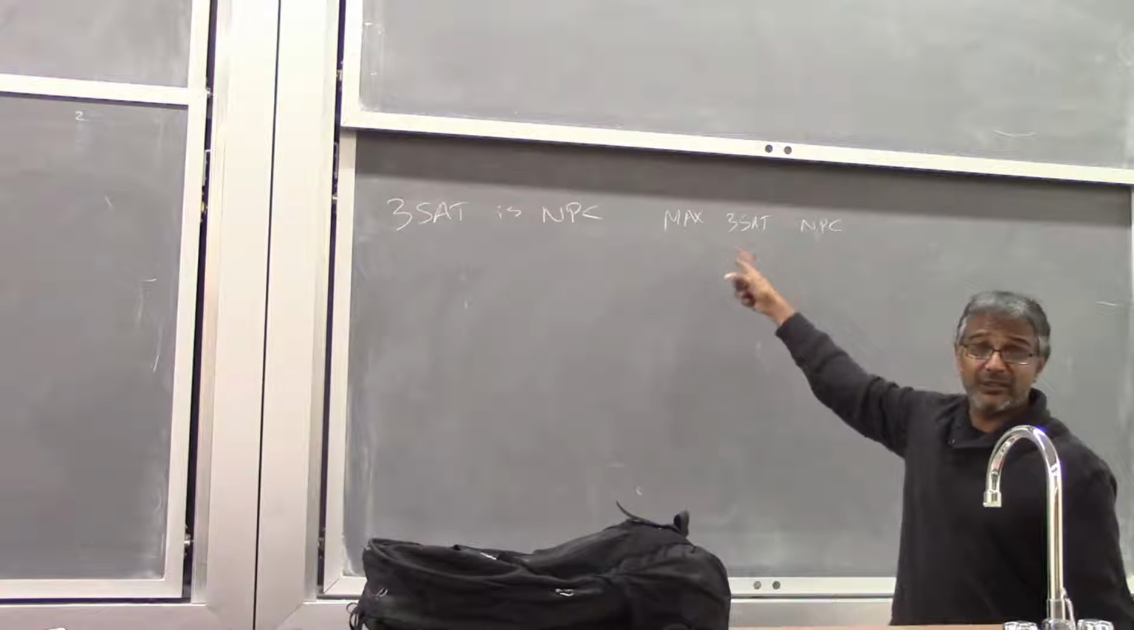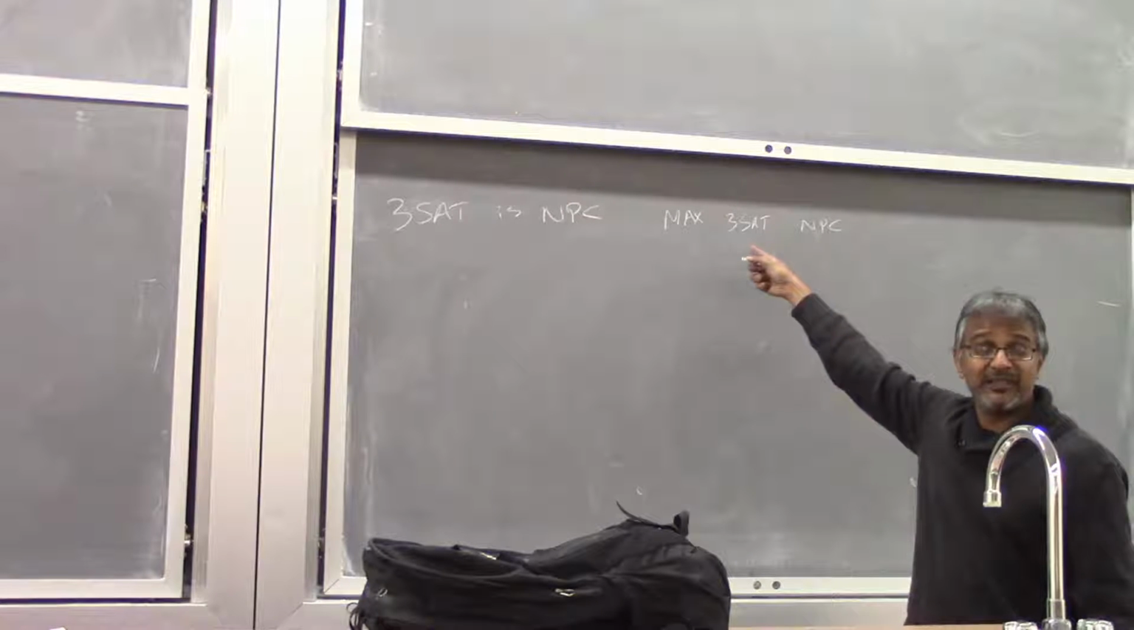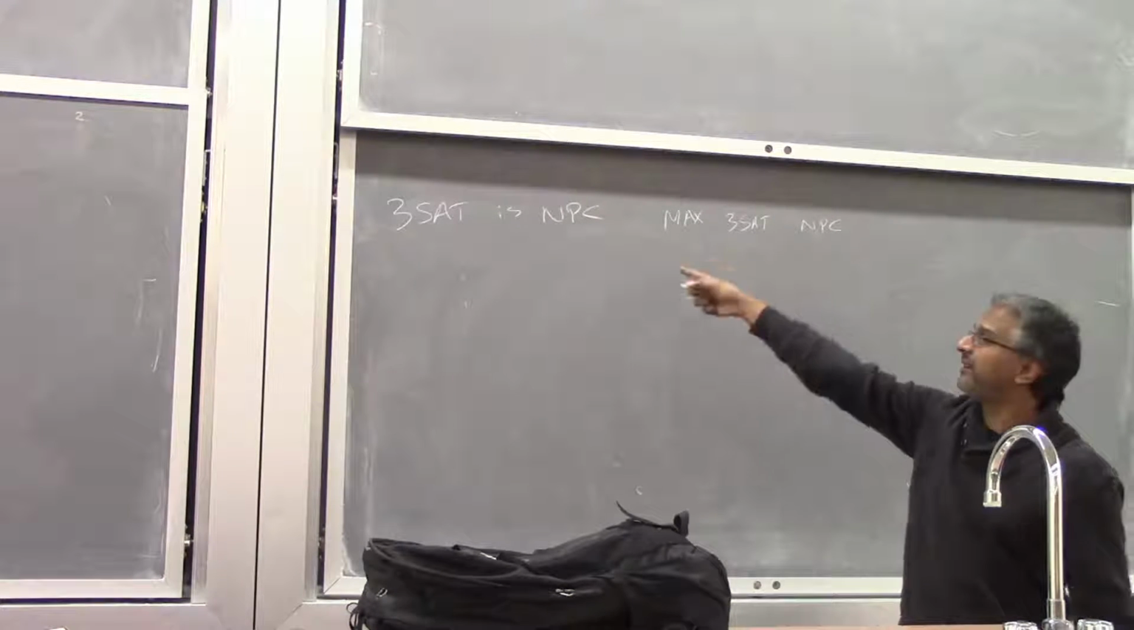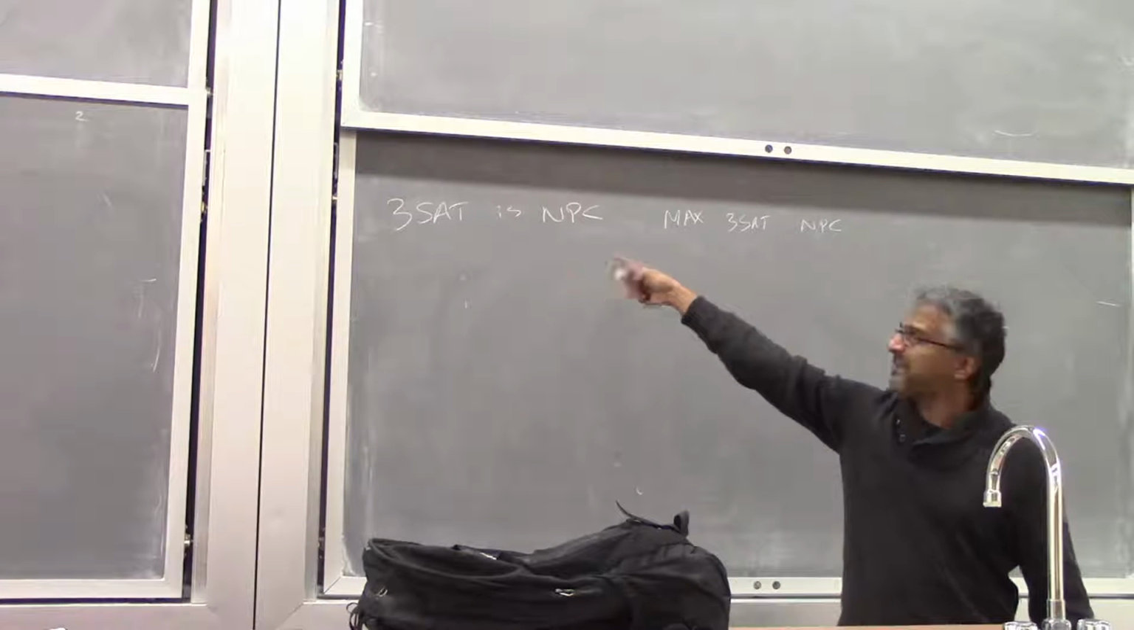Because if this could be solved, then I could just run this algorithm that claims to solve it, check if the answer is all the clauses or not, and decide the answer to that question. So this NP complete means this NP complete.